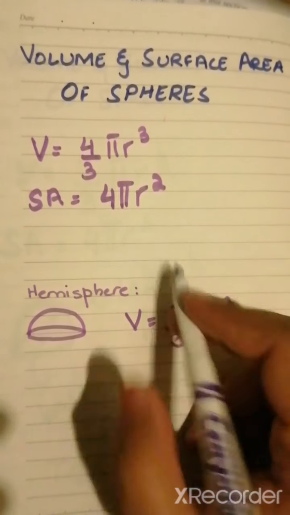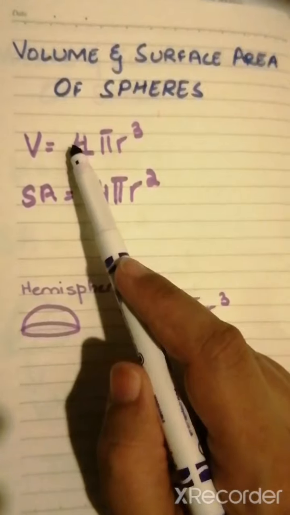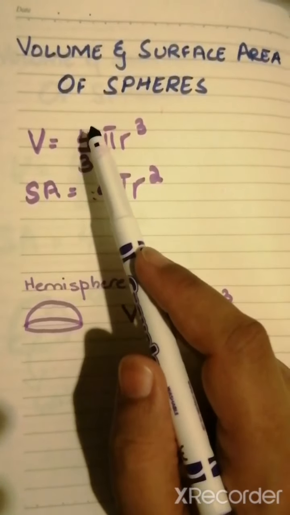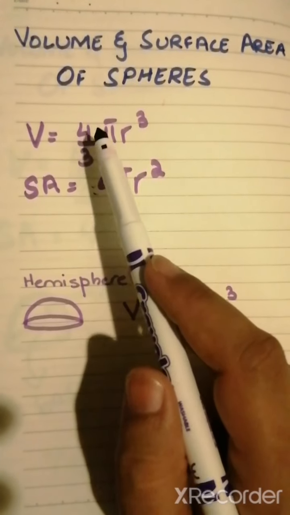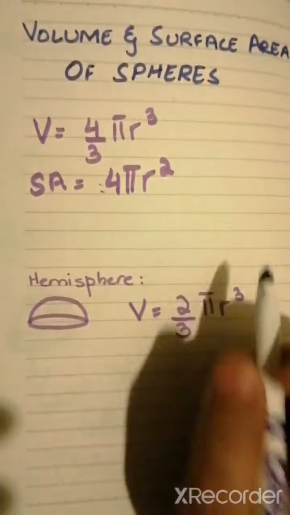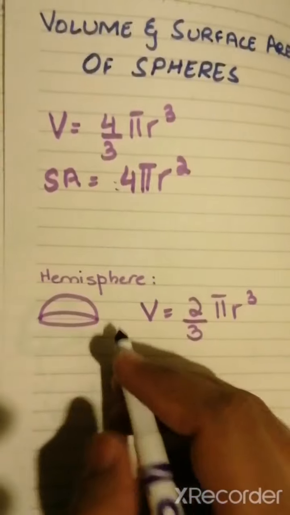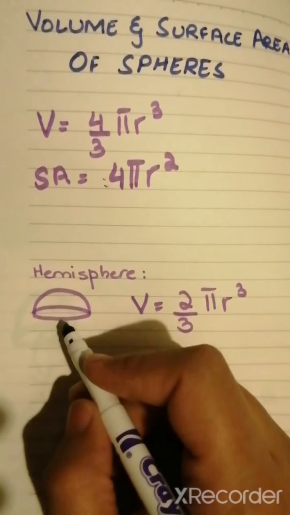How did we get 2 here? We divided 4 over 3, we divide this whole expression by 2. So in that case, we basically divide 4 over 3 by 2. When you divide 4 over 3 by 2, simplify 2 and 4 and you get 2 over 3 pi r cube. What about the surface area of the hemisphere?